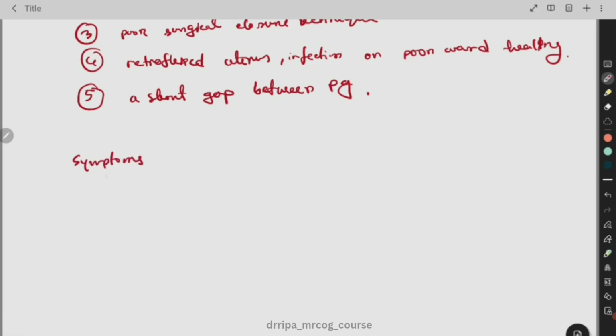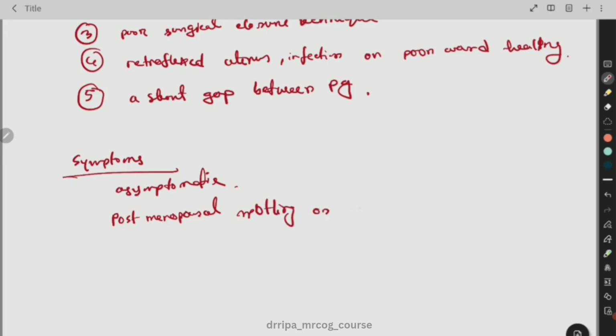So what are the symptoms of Caesarean scar niche? Most women with a niche are actually asymptomatic. We often find it incidentally during an ultrasound scan. But some women develop symptoms. The classic symptom is postmenstrual spotting or prolonged bleeding.